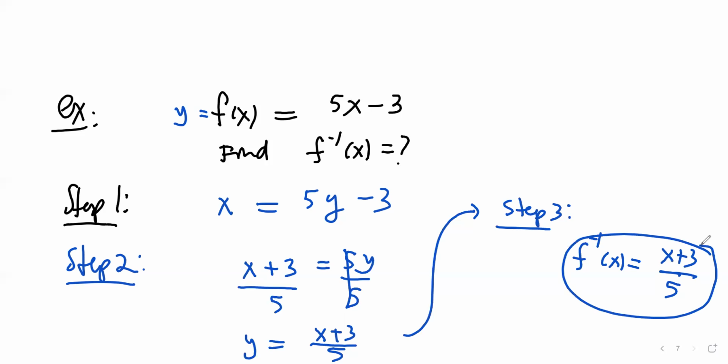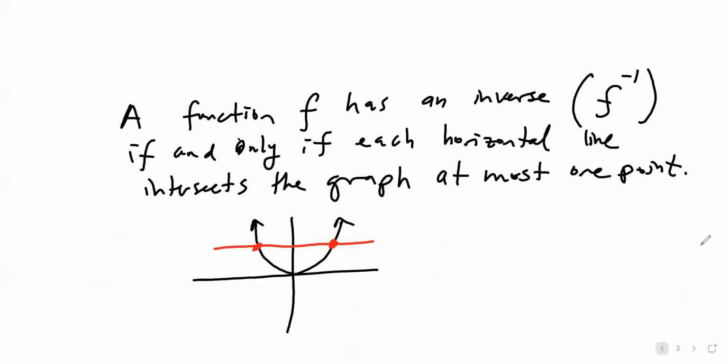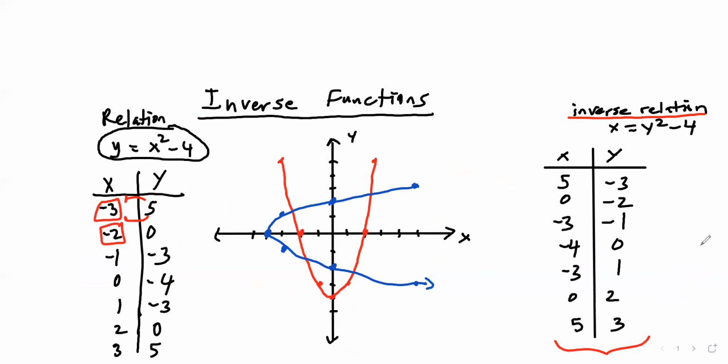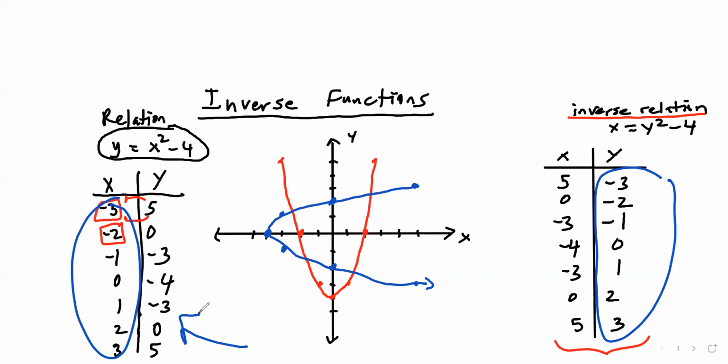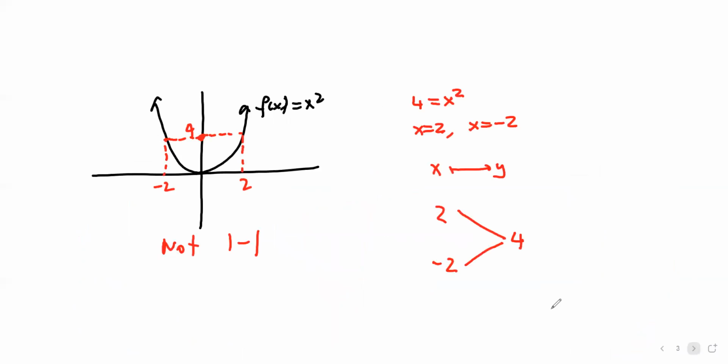And when I'm switching x and y, I'm also switching domain and range for both functions, because remember, I showed you guys in the very beginning that to get the inverse relation, you're really just swapping x and y. So therefore, you're just swapping domain and range. If this is the domain of this function, now it becomes the range of the inverse function. This is the range of the original function, and now this is the domain of the inverse function. So you see, they're interchangeable.